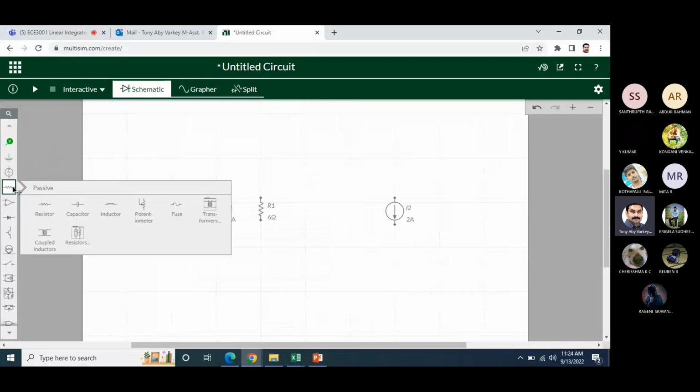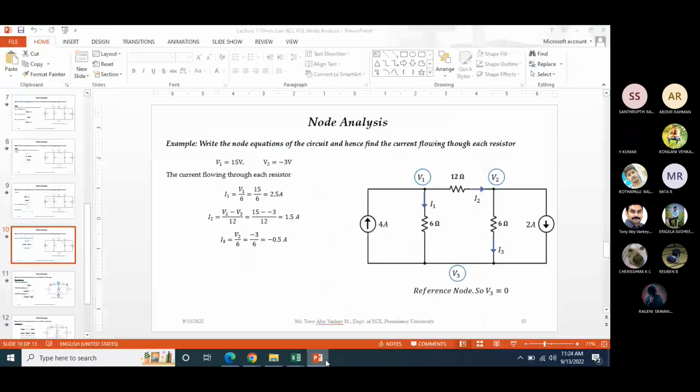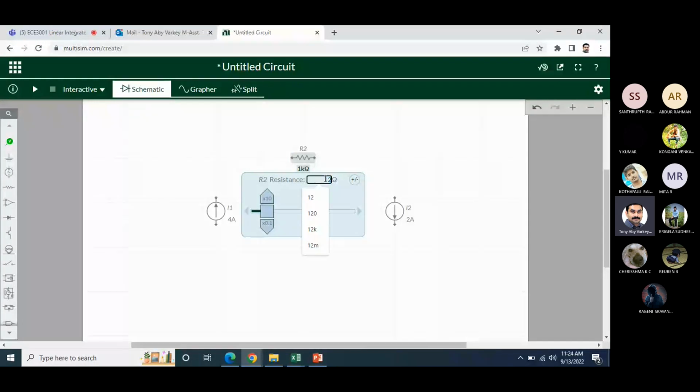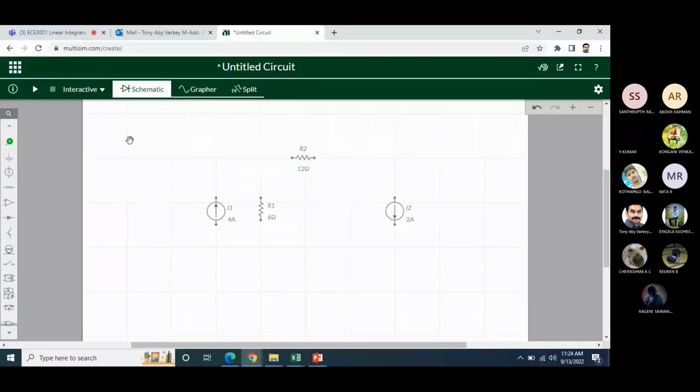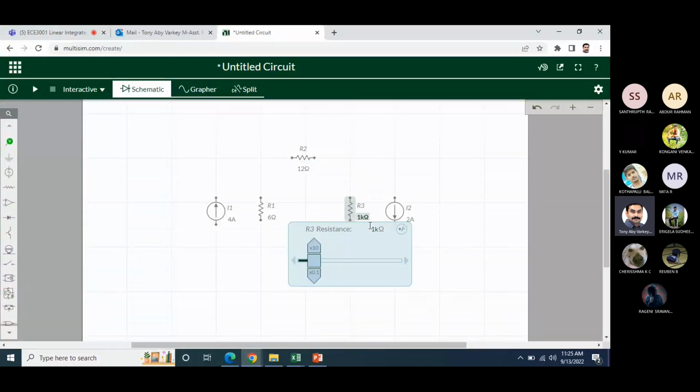Now another resistor I will take. Again I will go here, take the resistor, and place it here. The value of this particular resistor is 12 ohm. So I'll click here and change it to 12. Again I will go here, take one more resistor, place it here, and rotate it so that it becomes as per the circuit. Okay, and the value required is 6 ohm. I will click on this and change it to 6 ohm.